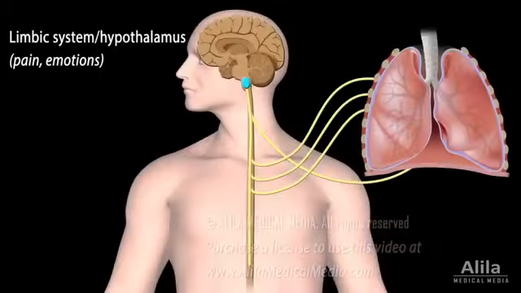The limbic system and hypothalamus also send information to the respiratory center and allow pain and emotional state to affect breathing. For example, pain or strong emotion may induce gasping, while anxiety may cause uncontrollable hyperventilation.